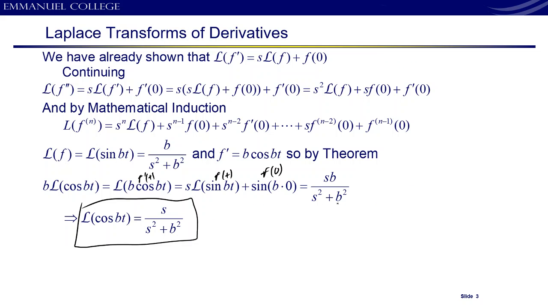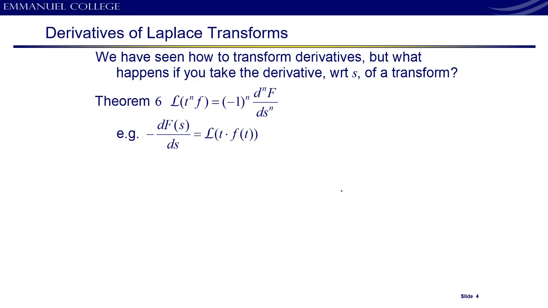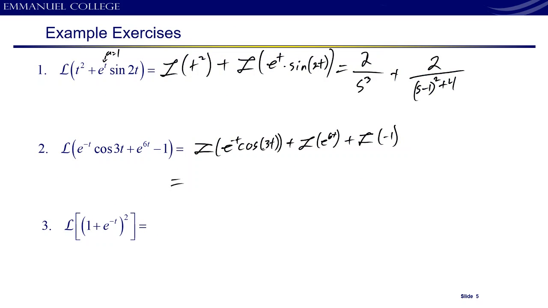Cosine, if we go back, is s over s squared plus b squared. So this would normally be s over s squared plus 9, but because we have the e to the negative t, this is going to cause that shift. So this will be s plus 1 over s plus 1 squared plus 9, plus, go to the table, e to the 6t, remember this a we can think of as the shift, so this just is 1 over s minus 6.